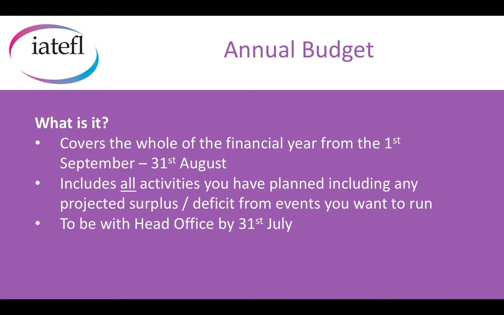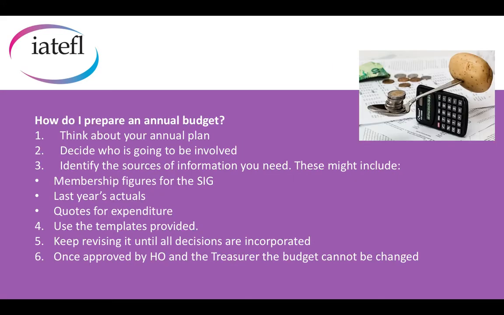And it has to be with head office by the 31st of July. This enables us to have everything approved by the 1st of September. So, how do you go about preparing an annual budget?